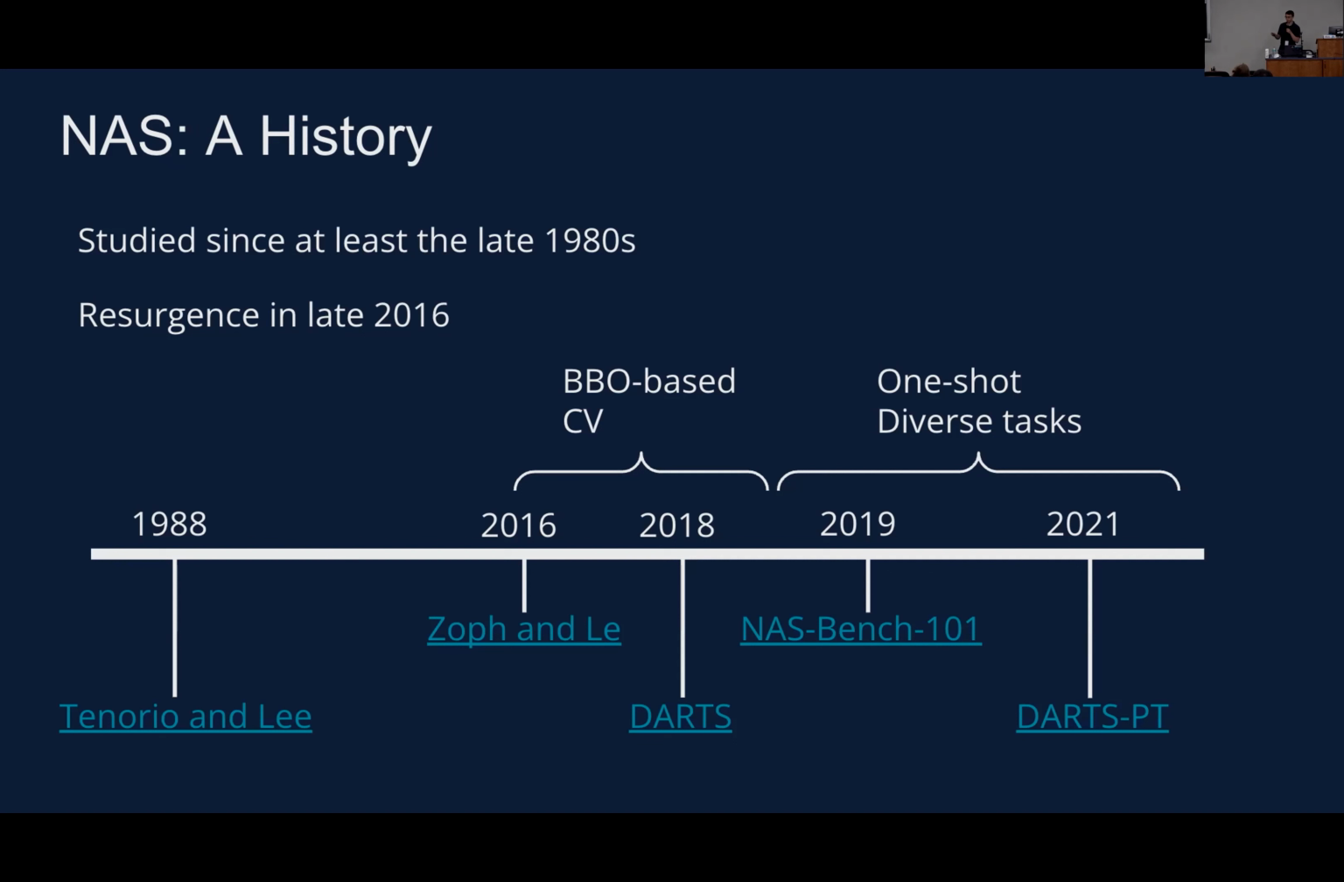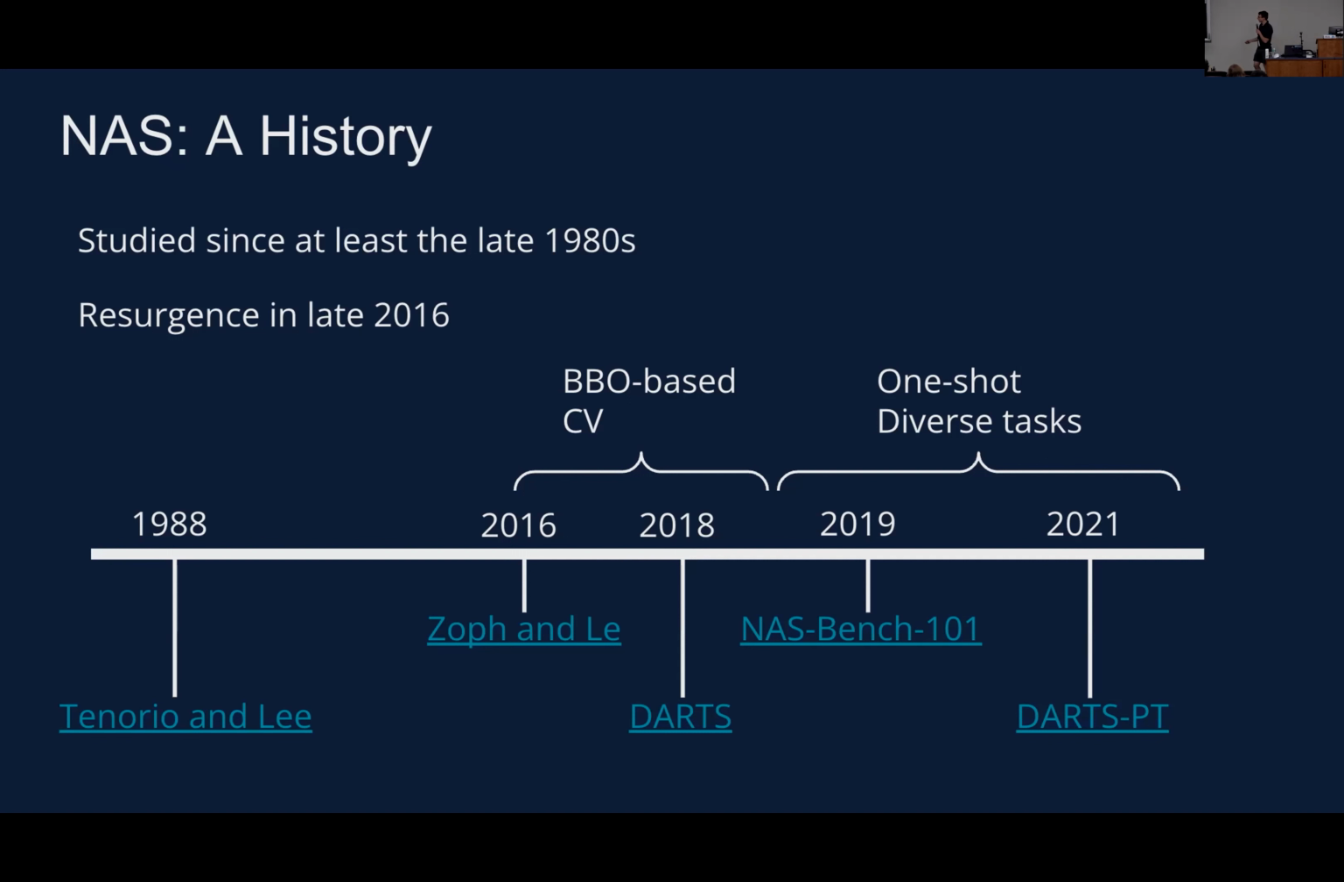In the first few years of this resurgence, the majority of the techniques focused on black box optimization-based techniques, but there was an impactful paper in 2018, the DARTS algorithm, which really caused the majority of papers in the future to be more one-shot or weight-sharing based. And I will talk a lot more about what these two terms mean throughout the rest of the tutorial.